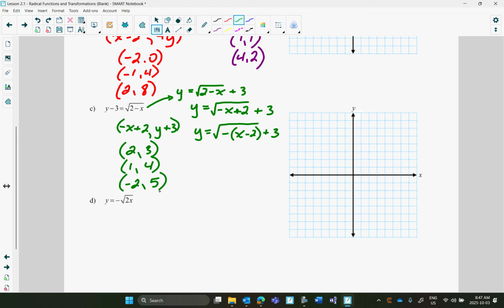So what it should look like is it's shifted away from the origin and it's stretched horizontally. Or sorry, it's flipped horizontally because of that negative. So it flips this, so it should be going that way. So 2, 3, 1, 4, and negative 2, 5. And we see, in fact, it does go the other way, which makes sense.